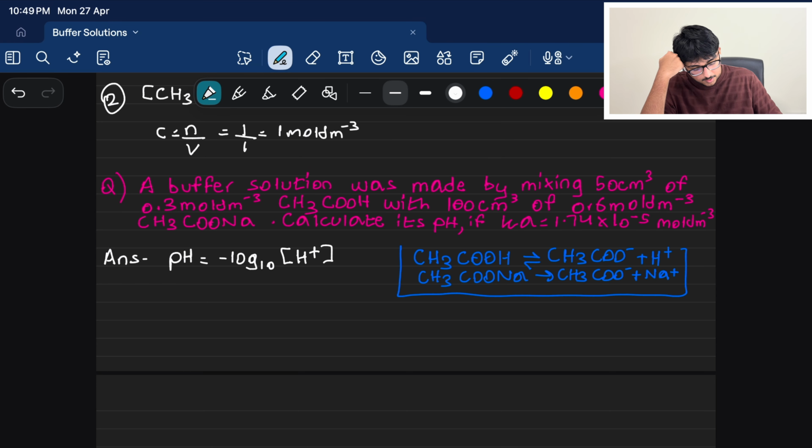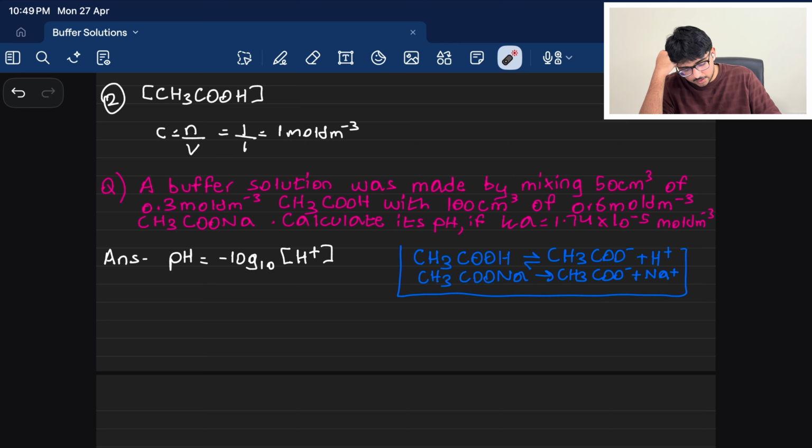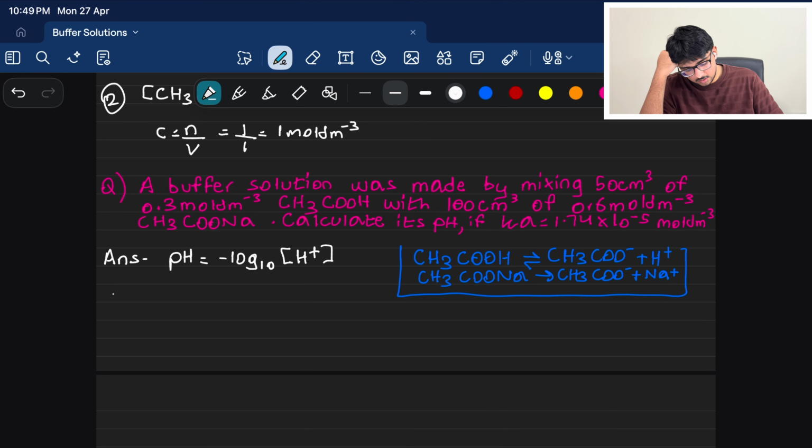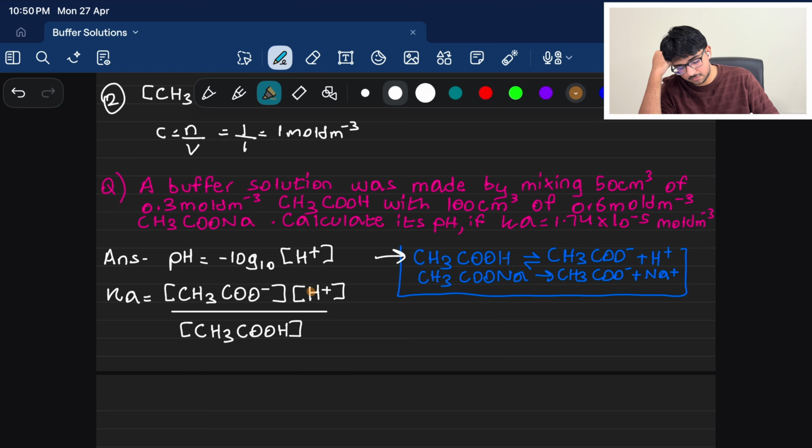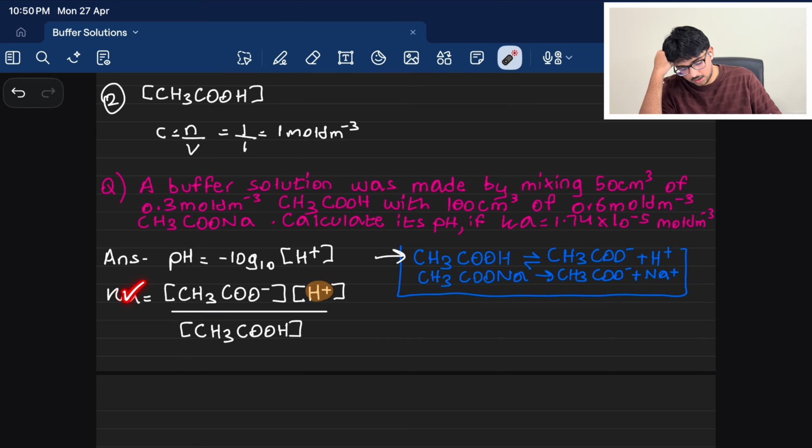So now you need to find out this. Write down the expression of Ka. This is going to be the concentration of CH3COO minus, I'm writing it down based on this equation, multiplied by H plus, divided by the concentration of CH3COOH. Now, you have to figure this out. You have this already. You need to find this, and you need to find this.